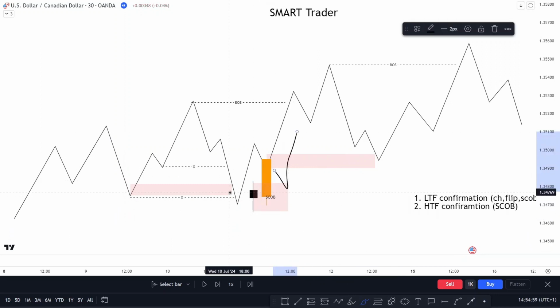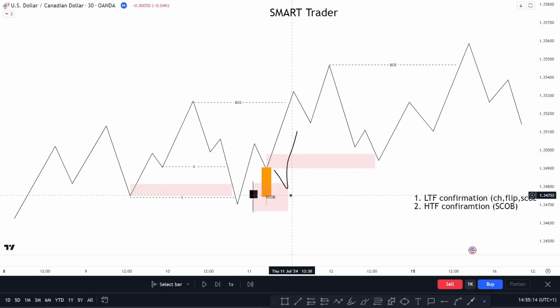So the first step is to wait for the market to invalidate your lower time frame confirmation. Then you can wait for the creation of a single candle order block. When the market creates a single candle order block, you also have to wait for the creation of an imbalance, and after that you can definitely take your trade based on the mitigation of this single candle order block.